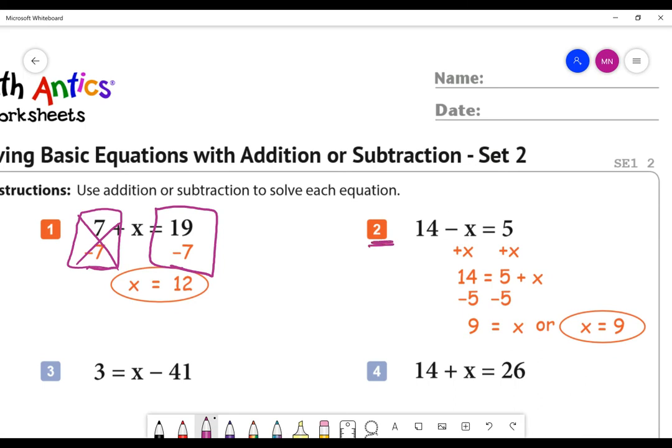Problem 2 is a little tricky here. Here, we had to add x actually to start off. That way, we keep all of our numbers positive. So 14 is positive here, 5 plus x is positive. And from here, we can then subtract the 5 to get x by itself, and then subtract 5 from the other side. So now we have 9 equals x, or x equals 9.